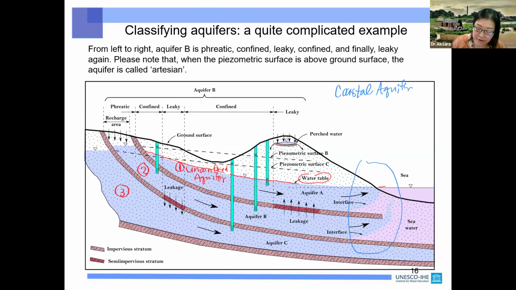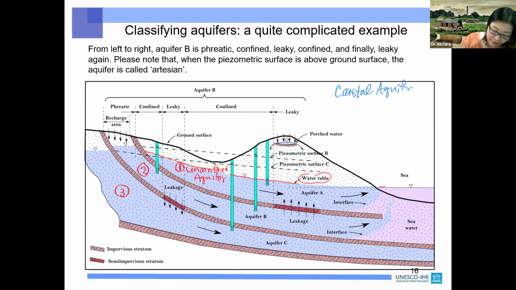We call this area brine, or brackish water, the mixture of fresh water and seawater. It's not that salty compared to seawater, but it's not fresh water. So it has salt, chloride contamination in this area. So that's the first aquifer that I'm talking about.